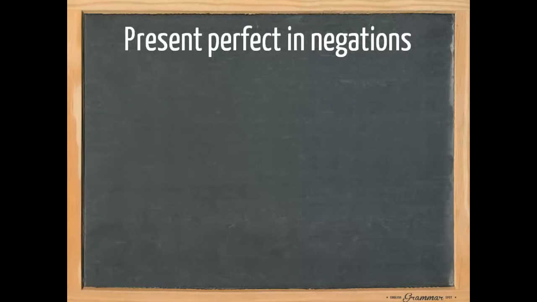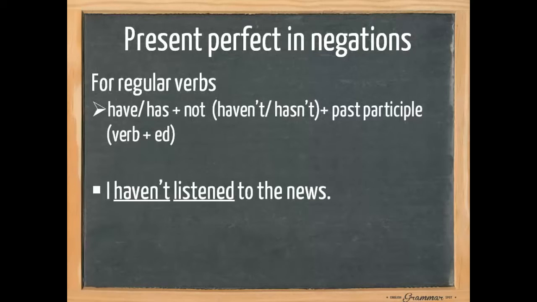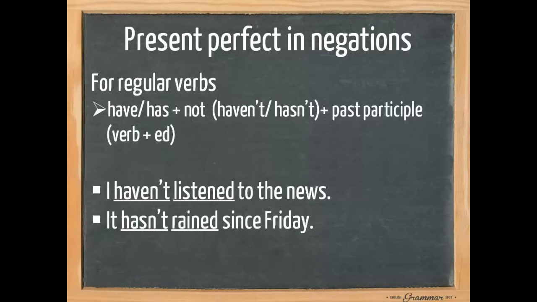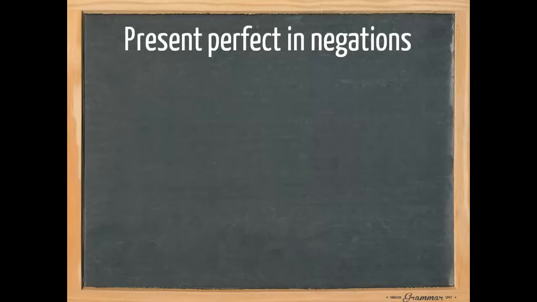Let's have a look at the present perfect in negations. For the regular verbs, again the auxiliary verb to have, and we add not, contracting it into haven't or hasn't and the past participle. I haven't listened to the news. It hasn't rained since Friday. They haven't closed the window.